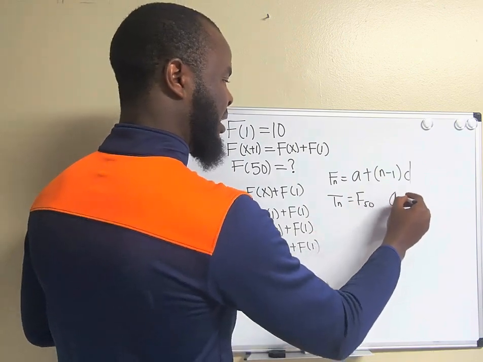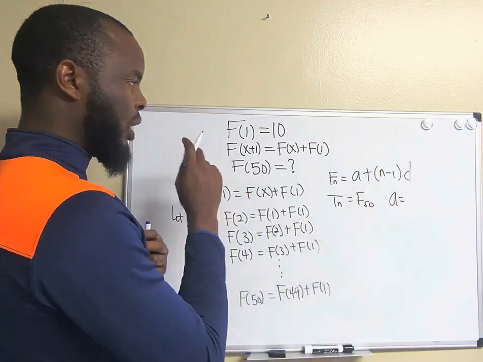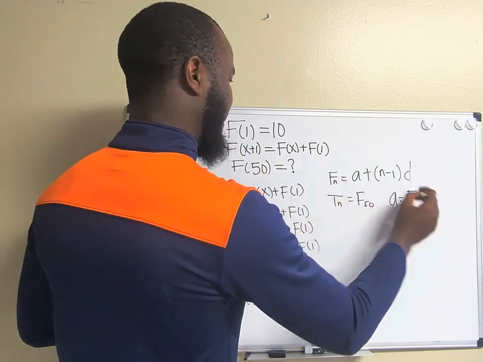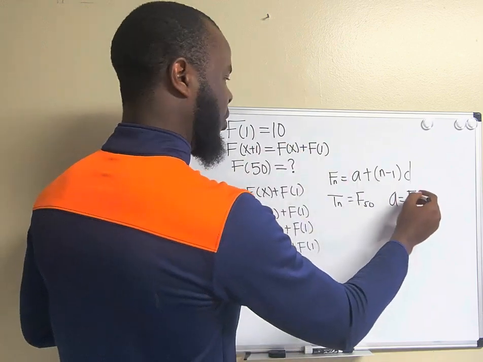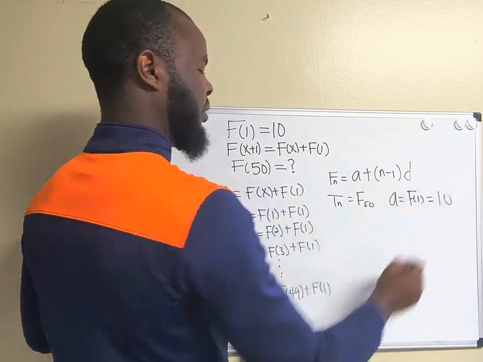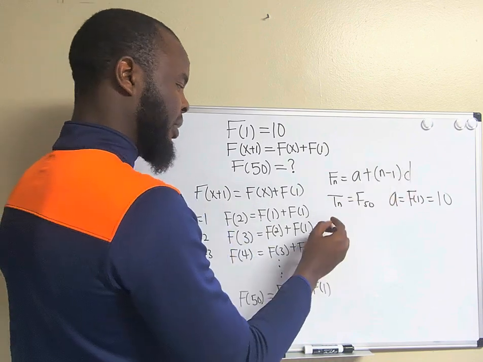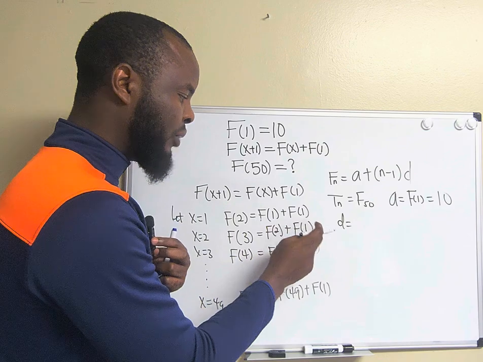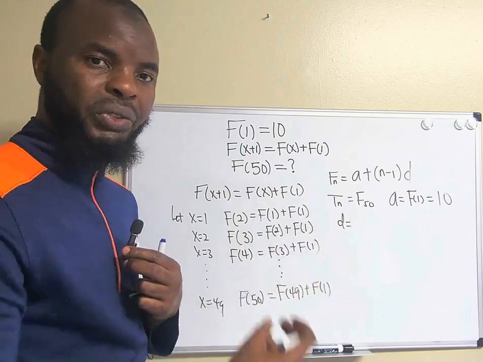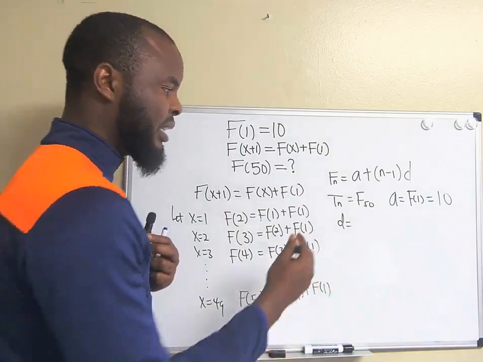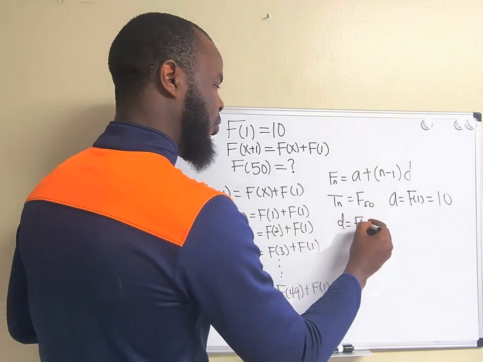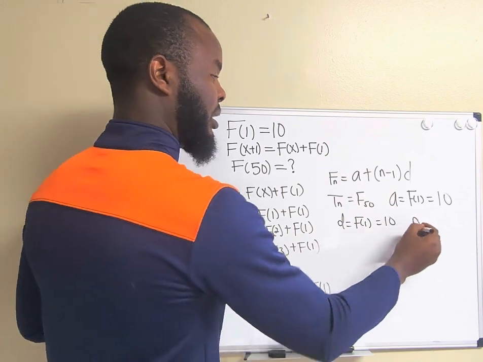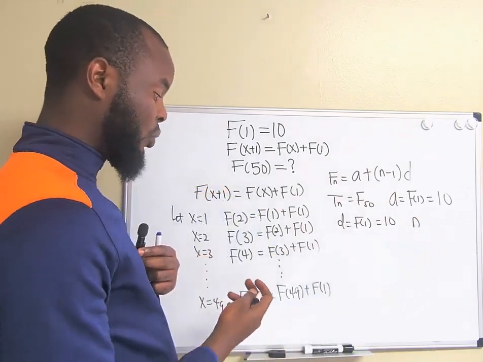And my first term, which is a, is what? f of 1. This is the first term. f of 1, which is 10. And we have the common difference, d. If you look at this, you can see that it is only f of 1 that is changing in each of the terms. So our common difference here is still f of 1, which is 10. And we have n, the number of terms we want to calculate, which is what? 50.